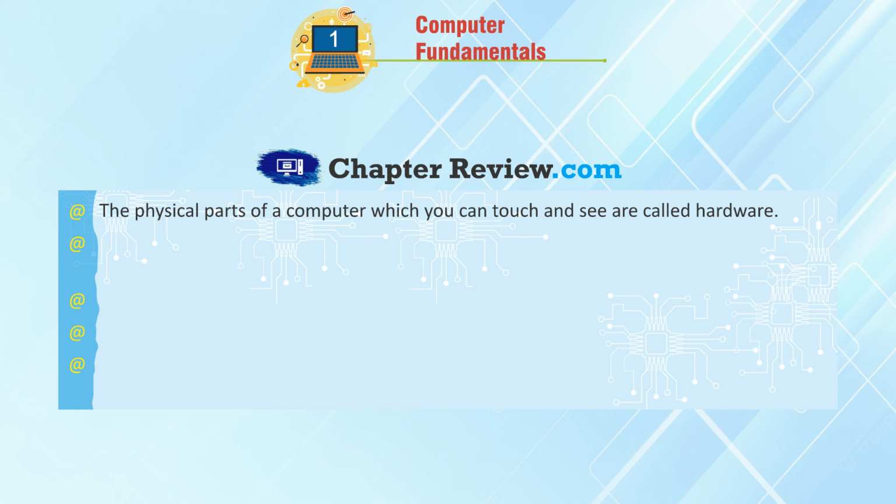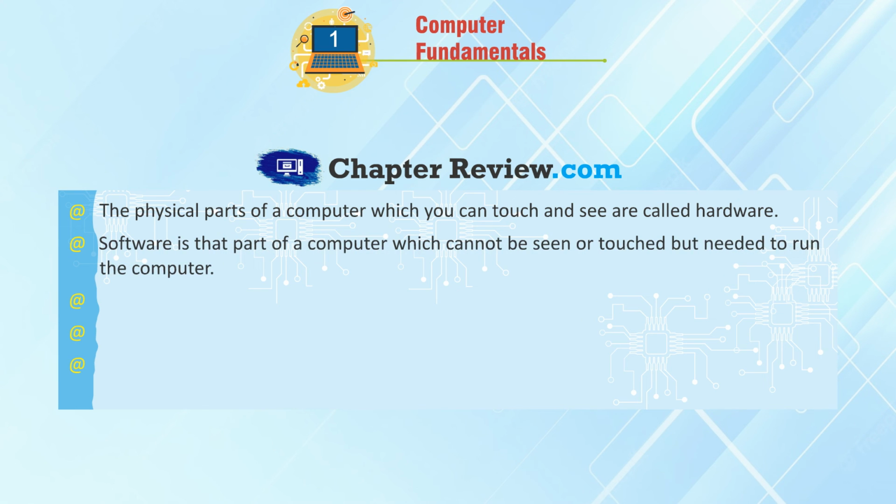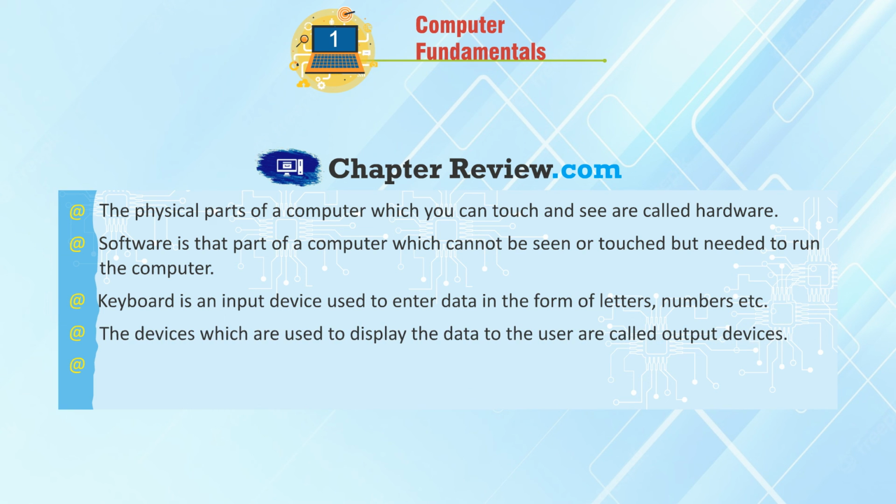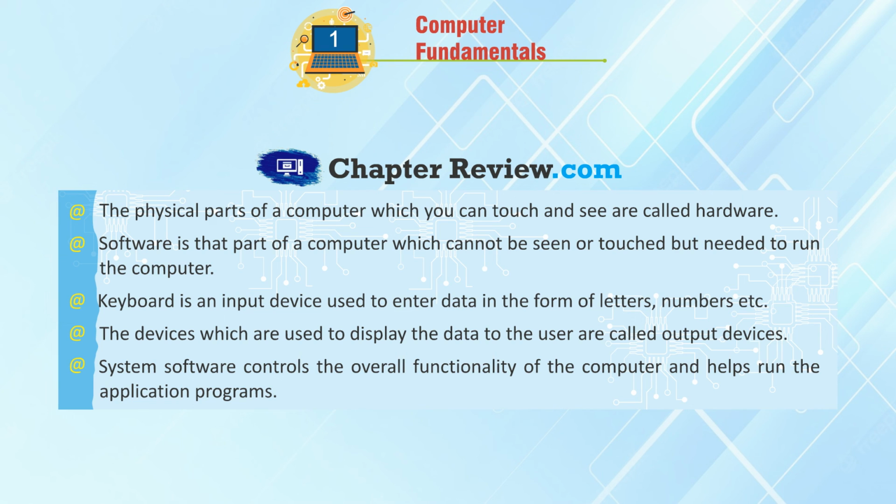Chapter review. The physical parts of a computer which you can touch and see are called hardware. Software is that part of a computer which cannot be seen or touched but needed to run the computer. Keyboard is an input device used to enter data in the form of letters, numbers, etc. The devices which are used to display the data to the user are called output devices. System software controls the overall functionality of the computer and helps run the application program.